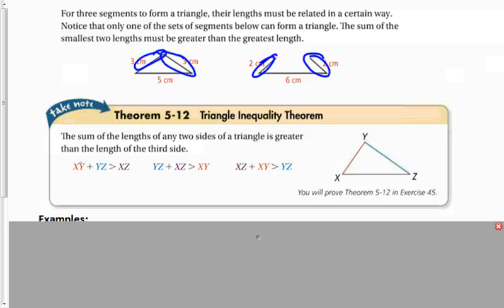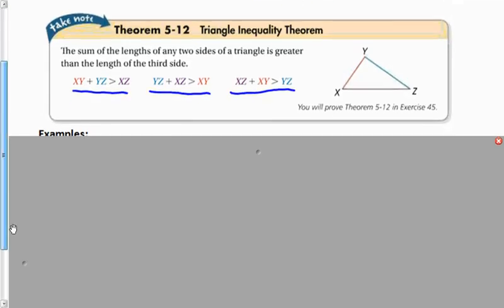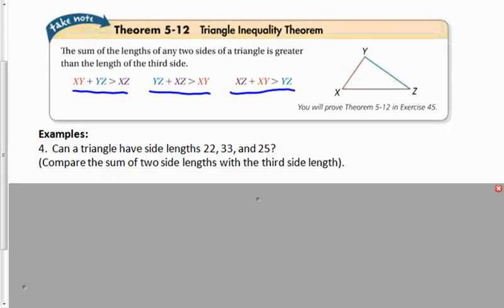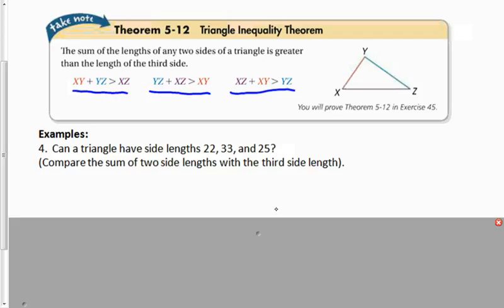Alright, so in this case, we can do XY plus YZ has to be larger than XZ. YZ plus XZ has to be larger than XY. And then XZ plus XY has to be larger than YZ. No matter what the lengths are, that has to work for it to actually be a triangle. So let's just look at a couple examples where we're given some side lengths. It says number 4, can a triangle have side lengths 22, 33, and 25?